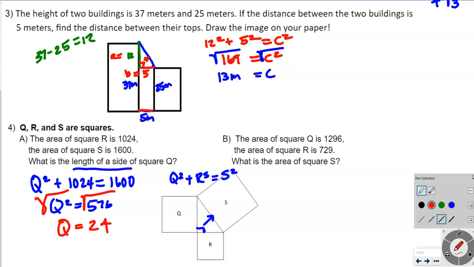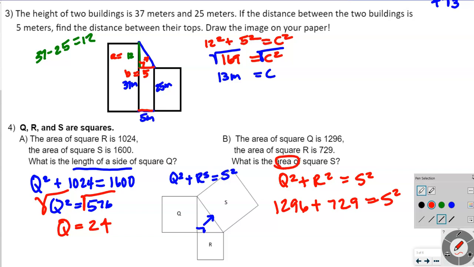Okay? Now we're going to do the same thing for the other one, but this one it looks like we're missing S, right? So this time we're going to say Q squared plus R squared equals S squared. So we've got 1296 plus 729 equals our S squared. Now this time it says we're looking for the area. So we don't have to take the square root. We're just going to add those two things together. And that's going to be our answer. 2025 is what I get when I add those two together. That's going to be my S squared, and that's my answer.